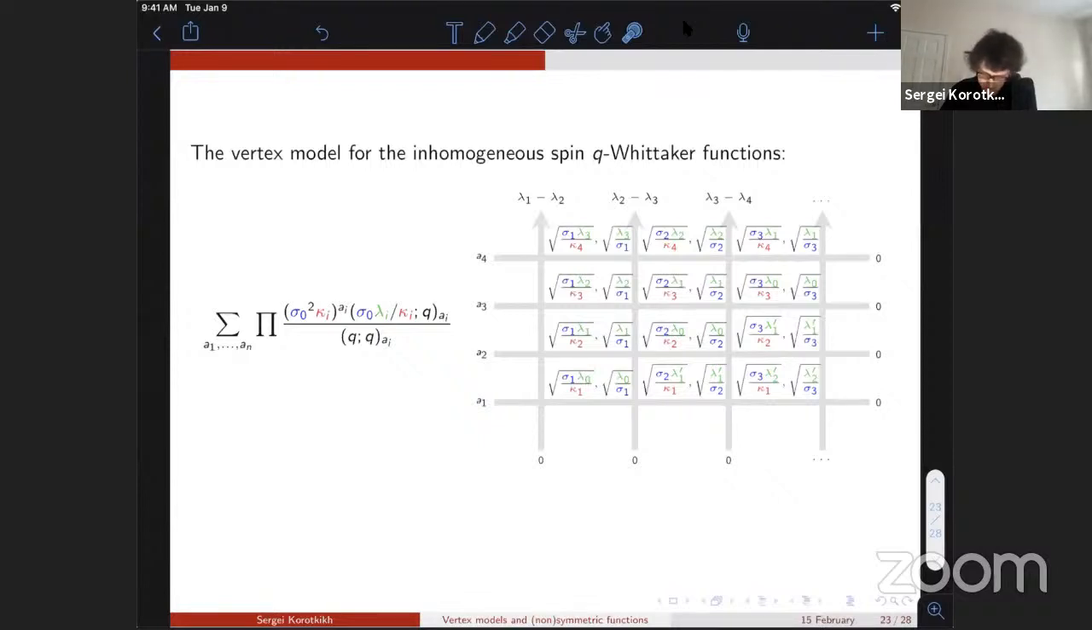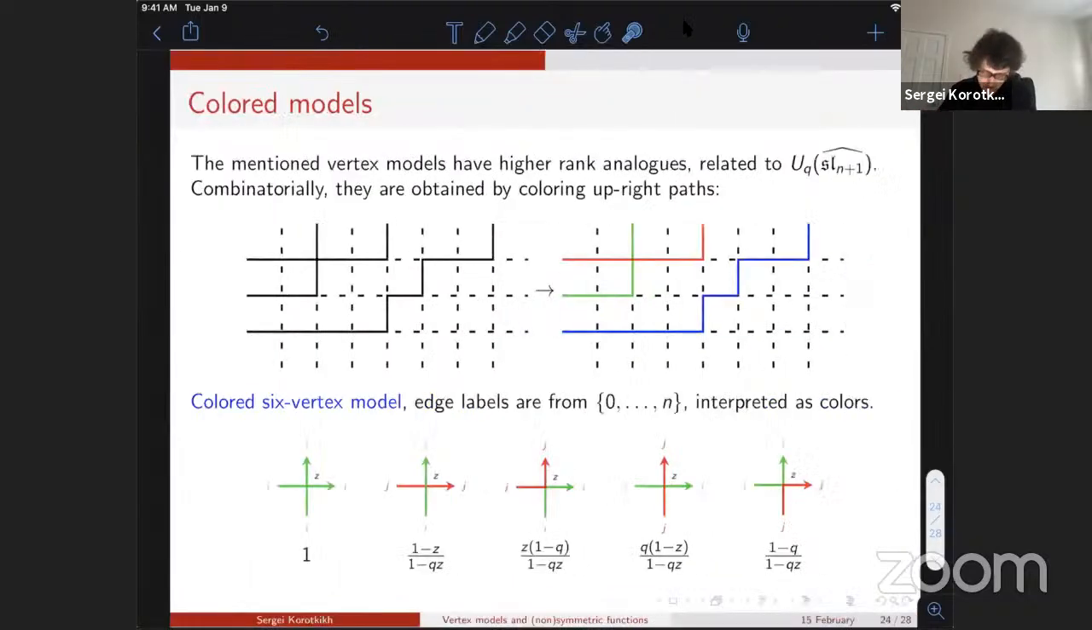So, and that's basically the main part of my talk. Now, let me talk a little bit about other models, which are more general vertex models. So basically everything I've talked about up to now was certain models coming from quantization of the affine SL2 algebra.